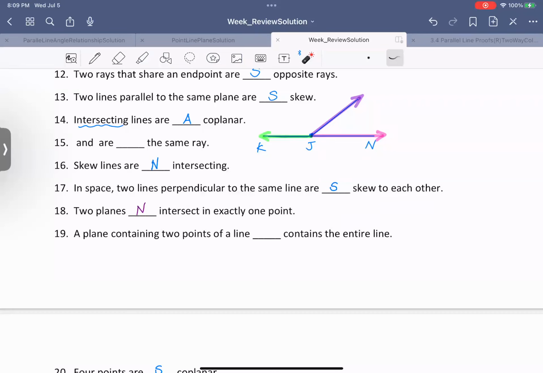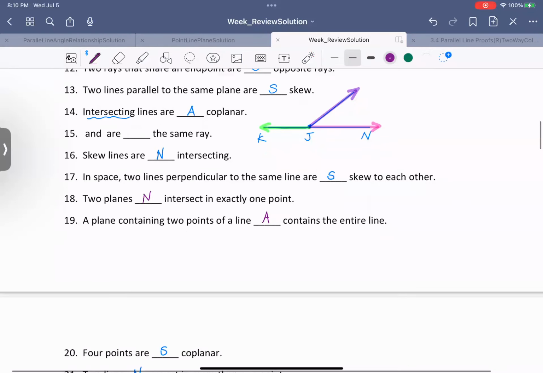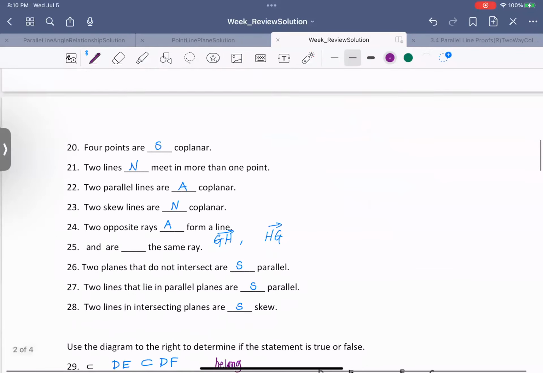2 points decide a line. If these 2 points are already in this plane, this whole line is contained in the plane. Always. That makes sense? Yeah, do this with your finger, with a pencil. Think about it. Does that make sense? Okay. Next.